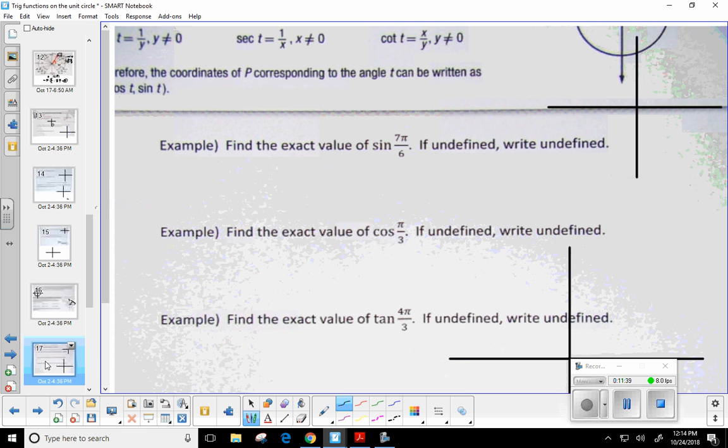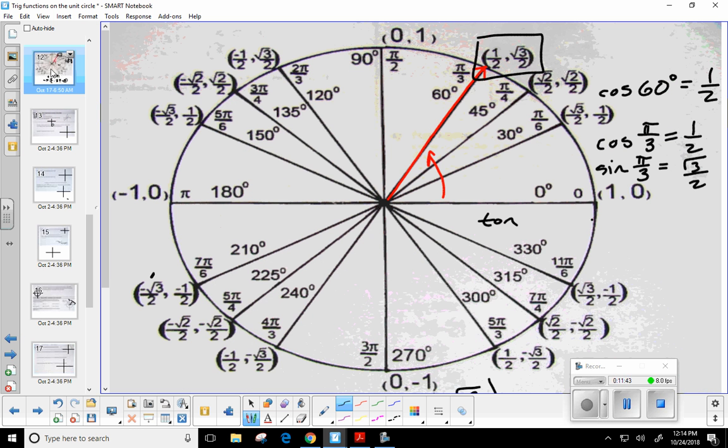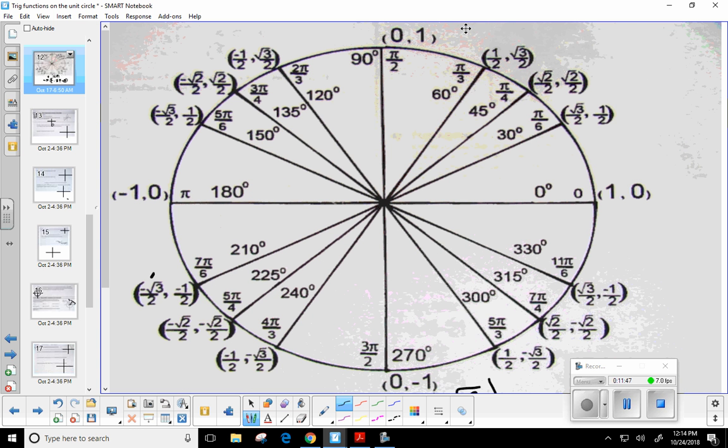What's this last one right here? It says tangent of 4 pi over 3. So I'm going to come all the way back to my unit circle. First off, where's 4 pi over 3? It's in the third quadrant. We always start in standard position and rotate all the way around. So here's my terminal side. There's 4 pi over 3. This is what I'm looking for. I want the tangent of that location.